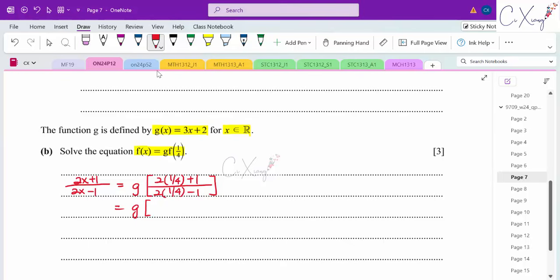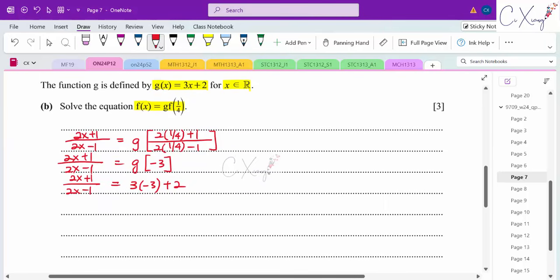Okay, so we have to simplify the value inside this bracket. I'm having a negative 3 here. So 2x plus 1 over 2x minus 1, still the same, right? And now I have to substitute negative 3 into my function g. So when I substitute negative 3 into my function g, it will look something like this: 3 times negative 3 plus 2. Okay, so 3 times negative 3 plus 2, you should have a negative 7.